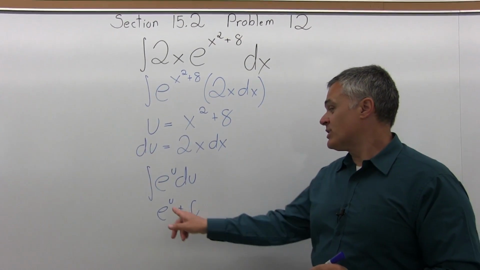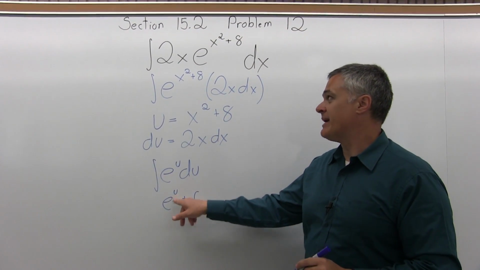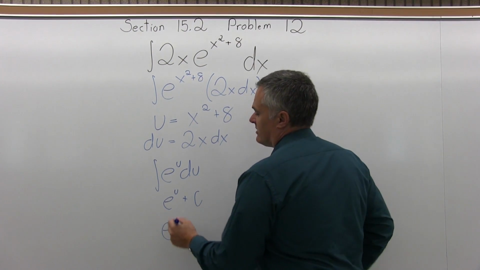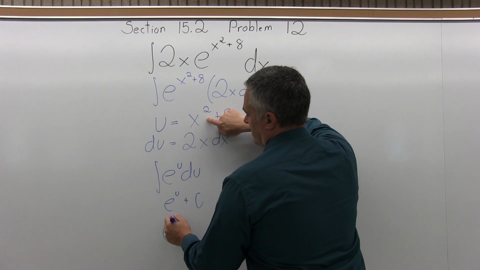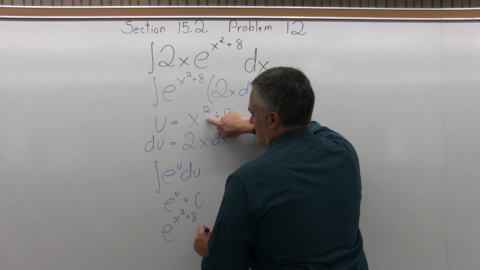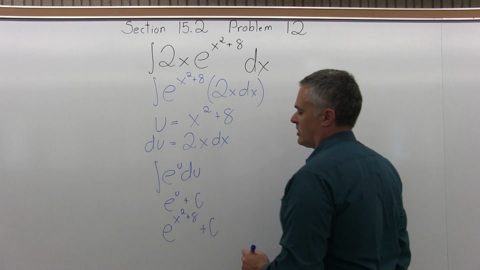And you don't want to leave it with a new variable. You have to put the answer back in terms of the original variable, the x. So the answer is e to the u can be replaced with x squared plus 8, and of course, plus some constant.